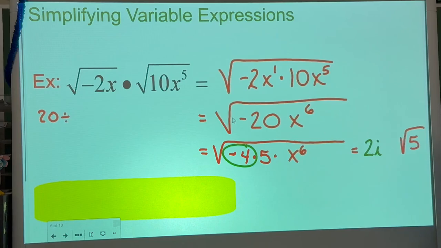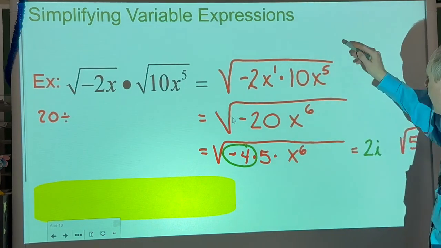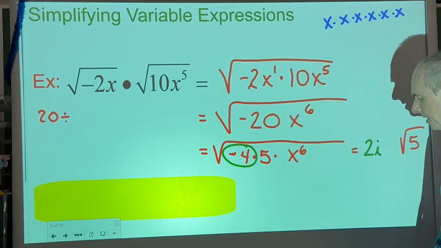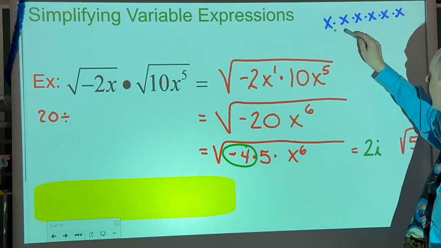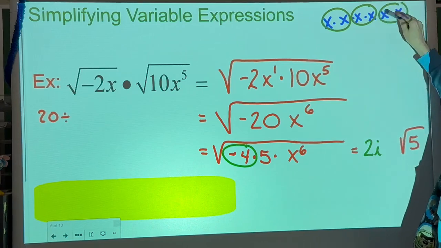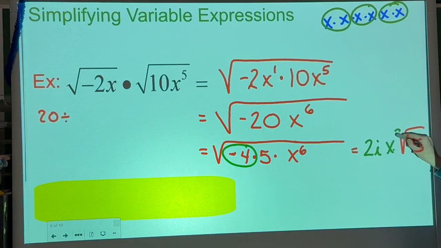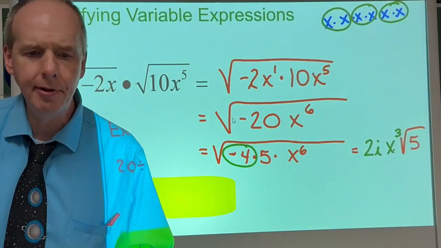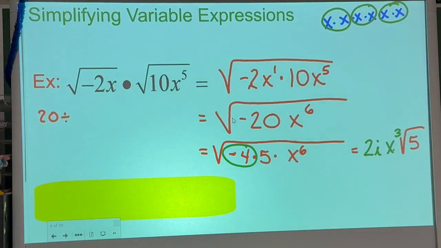Then we have x to the 6th. If you go back to what we did the other day, x to the 6th means you have 6 x's that are multiplied together. We have a pair, we have a pair, we have a pair. We have 3 pairs of x's. My answer, 2i x to the 3rd radical 5. That's one way to do it. We're going to see another way we can do this too later on, but your first technique might be multiplying things together and then breaking it apart.